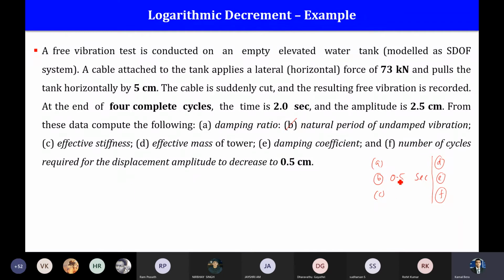So once you got this, you can easily find out M and K. K you can find out very easily. So what are C and D? That is effective stiffness and mass.